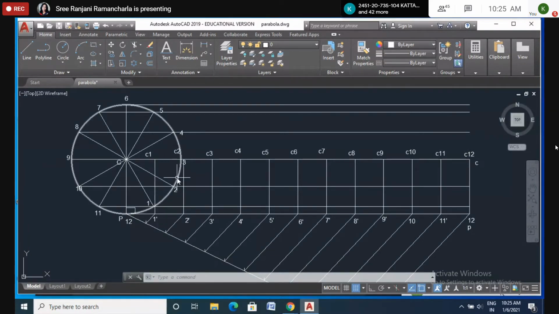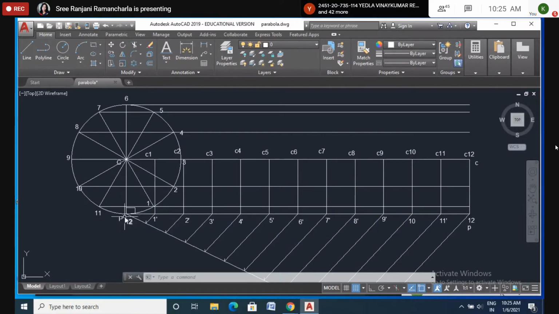Now will you please all of you stop doing? Just look at the screen. Don't hold your pencil or pen, whatever you are having in your hand. Please keep it on your table and just look on the screen now. This is important. These are the constructions. Now we have to draw the curve, the cycloid.